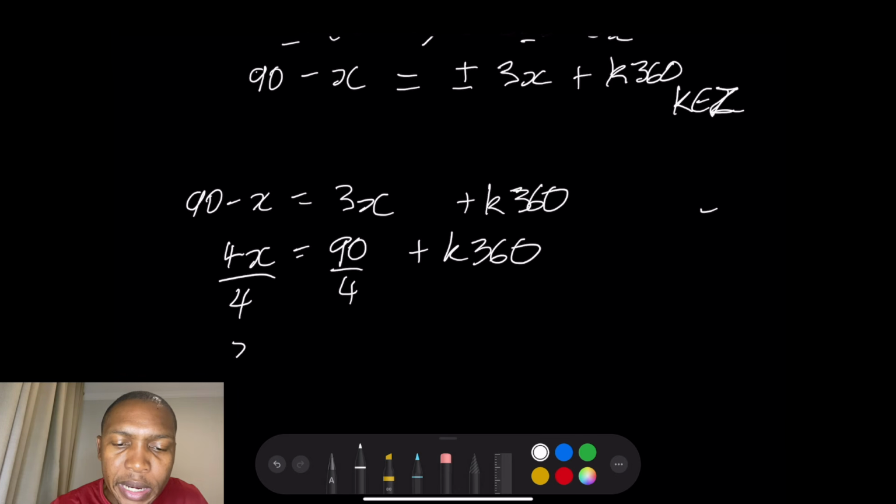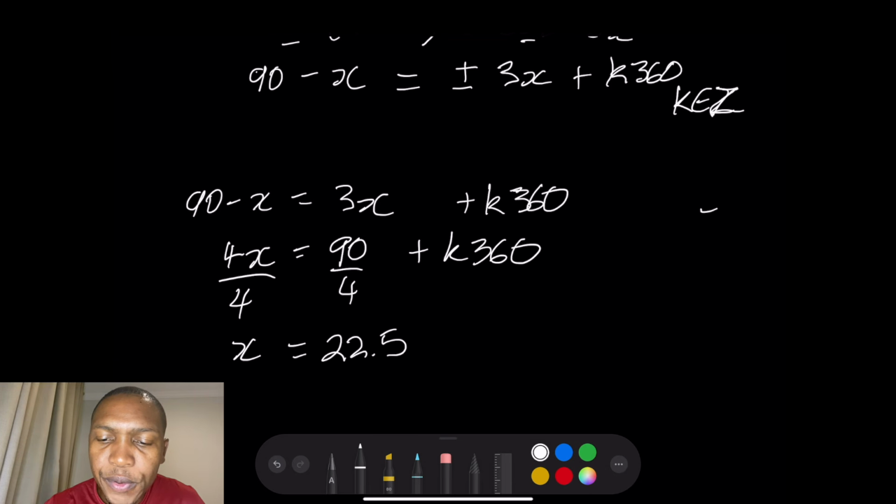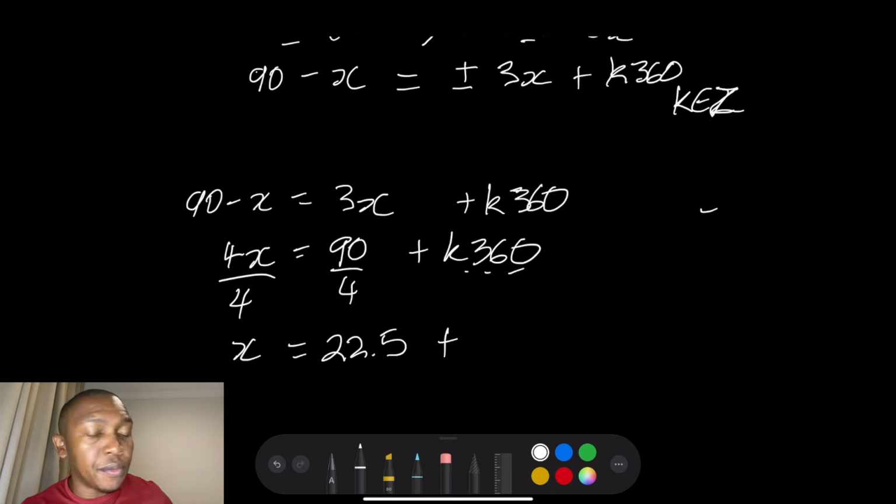So I end up with x is equal to 90 divided by 4, which is going to be 22.5. But remember, once I divide by 4, I need to divide the repetition by 4 as well. So 360 divided by 4 gives me 90, plus k 90. All right, so that's our first solution.